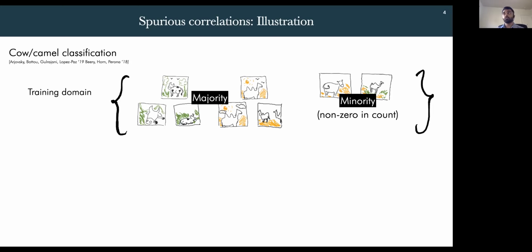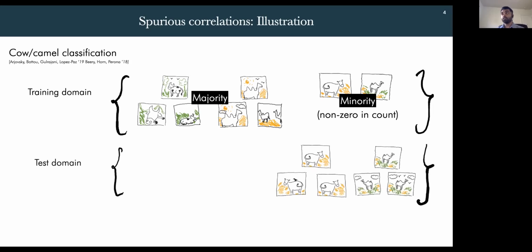So imagine you train your model on this sort of data set, and then imagine testing your model on a data set that corresponds to some other country where, for some strange reason, cows like to be in deserts and camels like to be in grasslands.